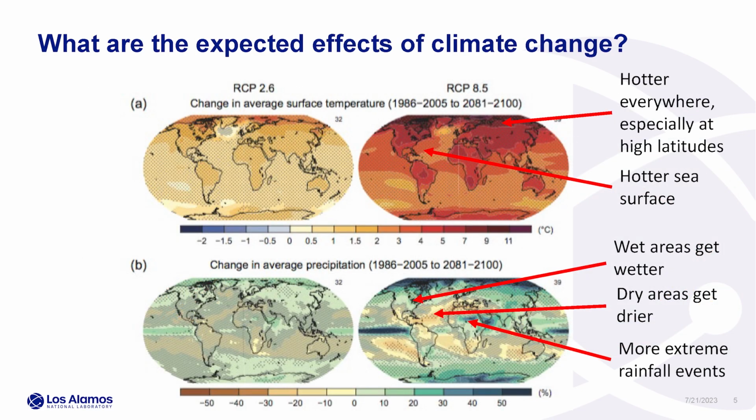What are we expecting to see in climate change? These are graphs of predictions for increased temperature and precipitation in two different climate scenarios, RCP 2.6 and RCP 8.5. The 2.6 is basically a moderate scenario in which we are actually taking action and taking carbon dioxide out of the air. RCP 8.5 is the most extreme: let's do nothing and see what happens. But in both scenarios, it's going to get hotter everywhere, especially at high latitudes, and the sea surface is going to get hotter. There was just news yesterday about the sea temperature in Florida going over 100 degrees Fahrenheit. That is insane.